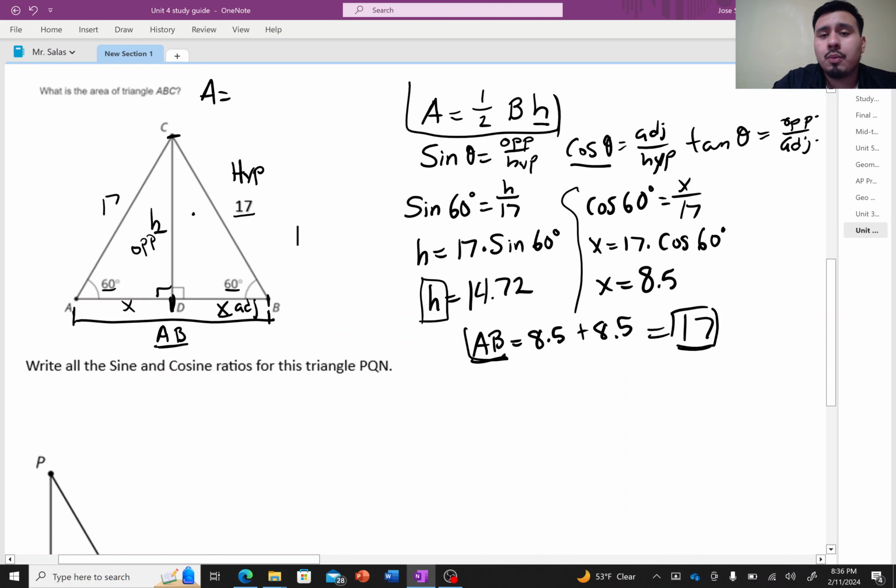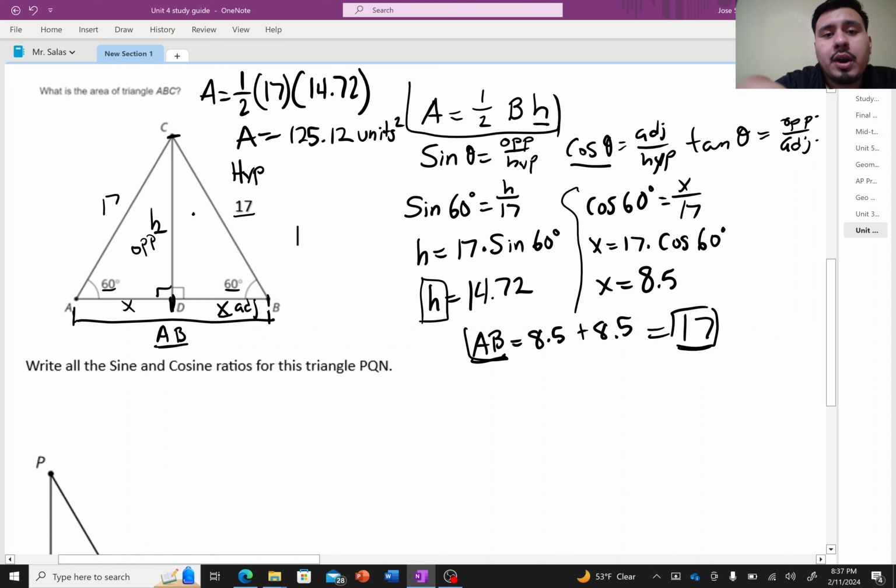So now I'm going to go ahead and find the area. Area is equal to 1/2 times the base, 17, times the height, which is 14.72. Let's type that into our calculators. So that's 0.5 times 17 times 14.72. Our area is 125.12, and since it's an area, we're going to say units squared. Okay, that is our final answer.